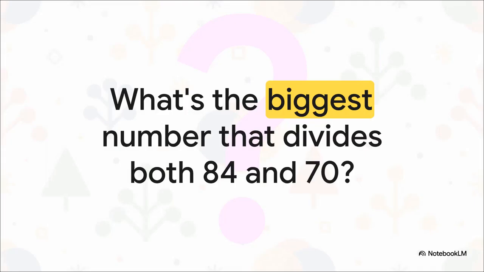Okay, let's kick things off with a little puzzle. You've got two numbers, 84 and 70. So what's the biggest number you can think of that divides both of them perfectly, with no remainder? And on the flip side, what's the smallest number that both 84 and 70 can fit into? Just hang on to those questions, because we are absolutely going to find the answers.